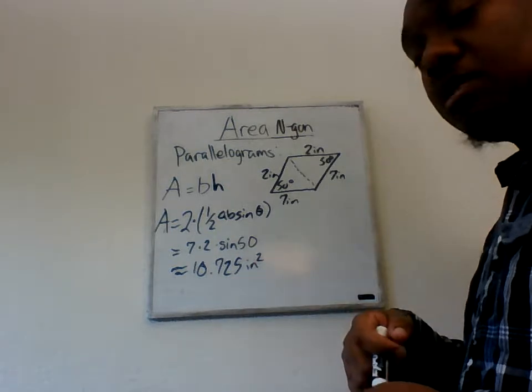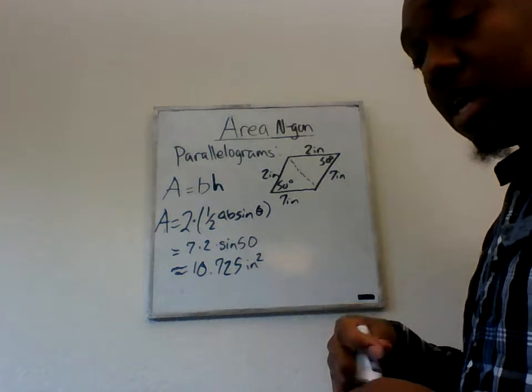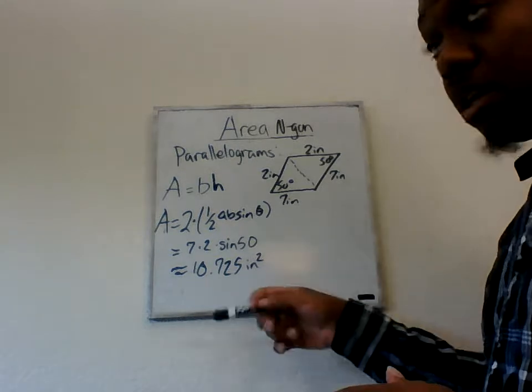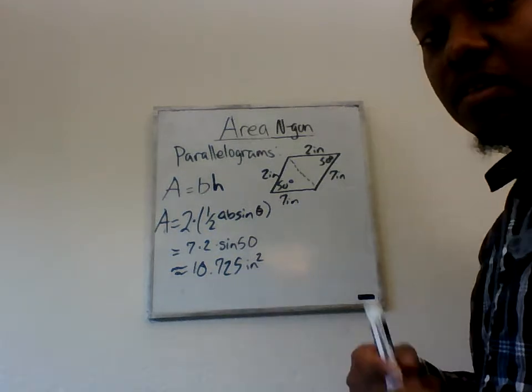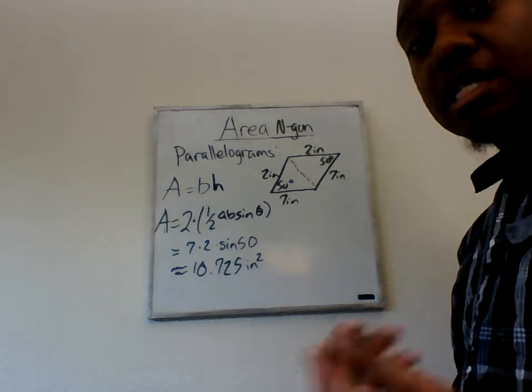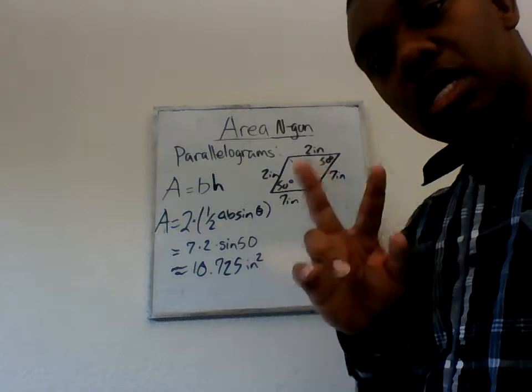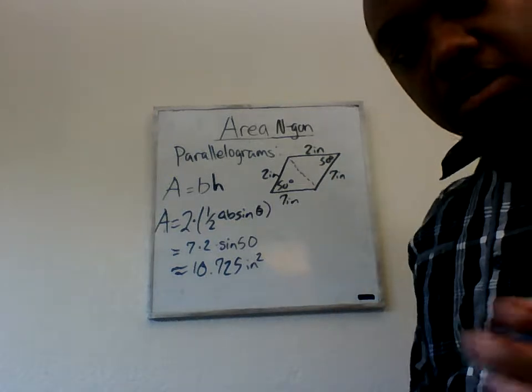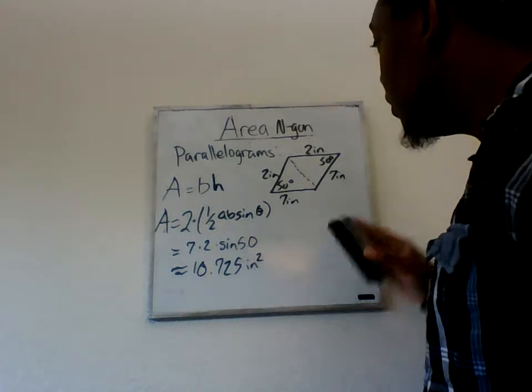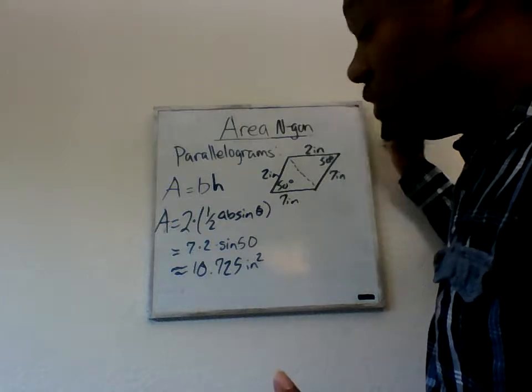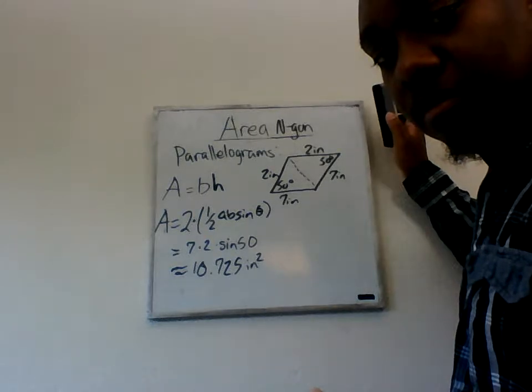And then we input that into our calculator. We get approximately 10.725 square inches. And that's how you can find the area of a parallelogram. Well, let's look at 2 other parallelograms that are very special. So you can pause if you need to.